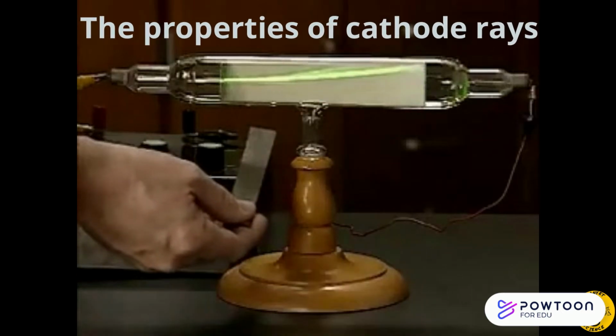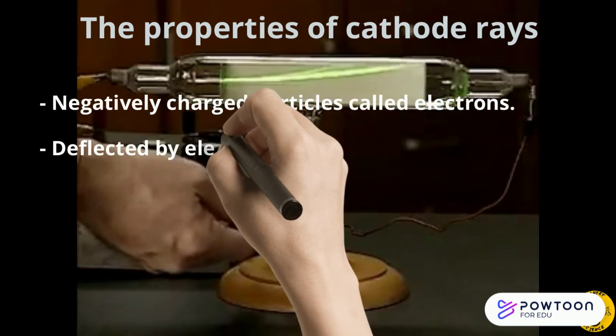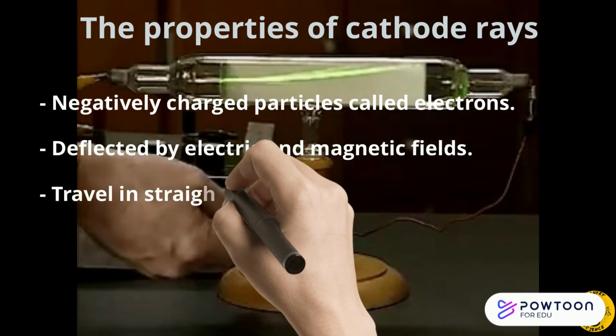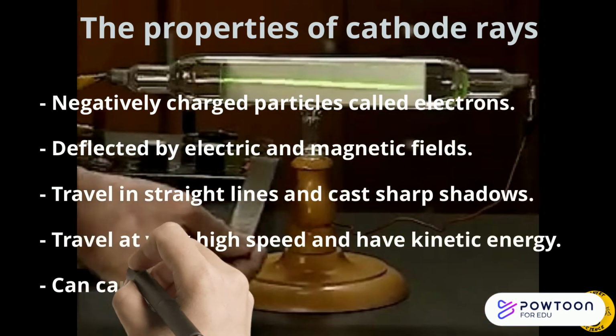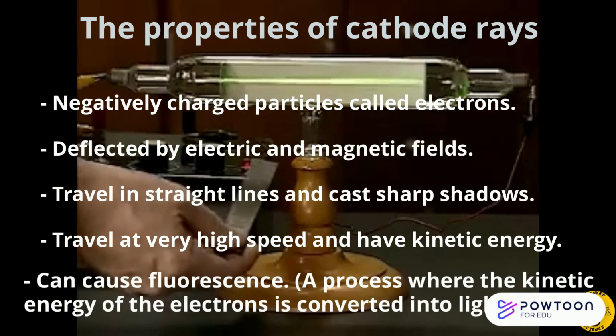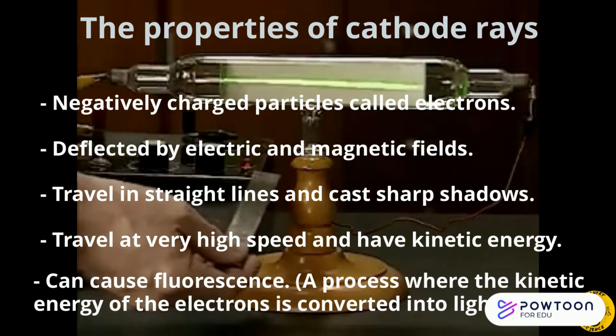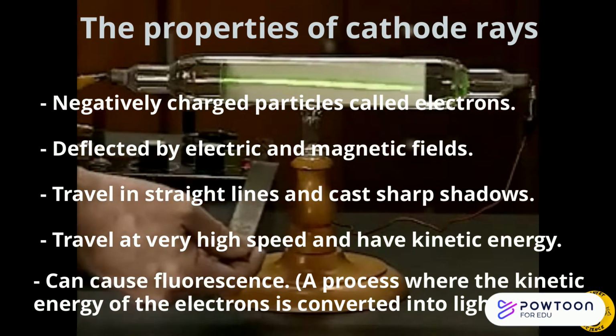Properties of cathode rays. Negatively charged particles called electrons. Deflected by electric and magnetic fields, travel in straight lines and cast sharp shadows, travel at very high speeds and have kinetic energy, can cause fluorescence, a process where the kinetic energy of the electrons is converted into light energy.